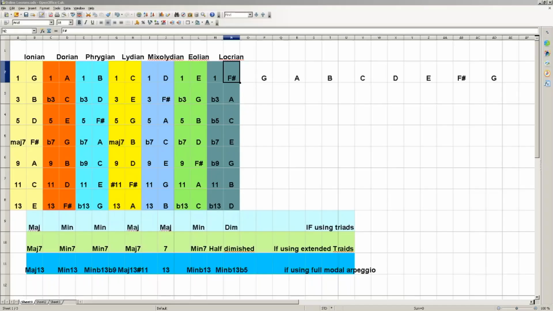In other words, all you're doing is playing this sequence: major, minor, minor, major, major, minor, diminished.